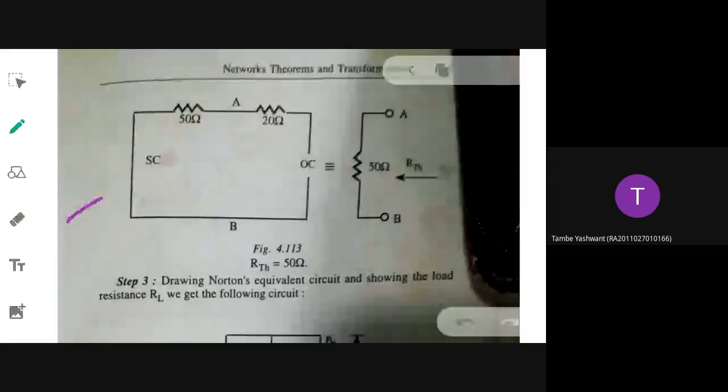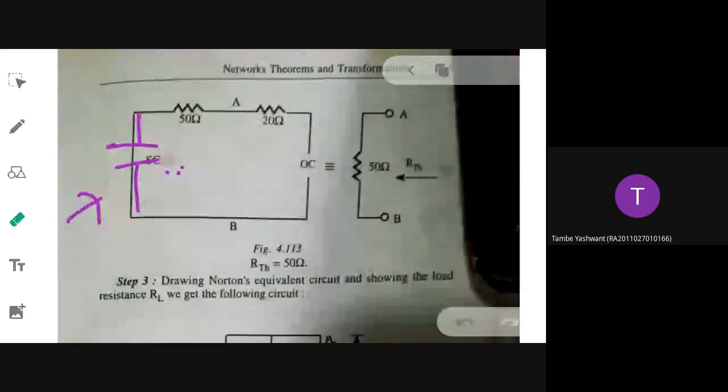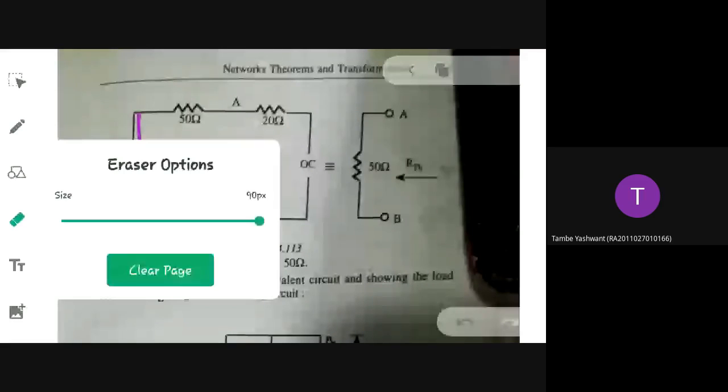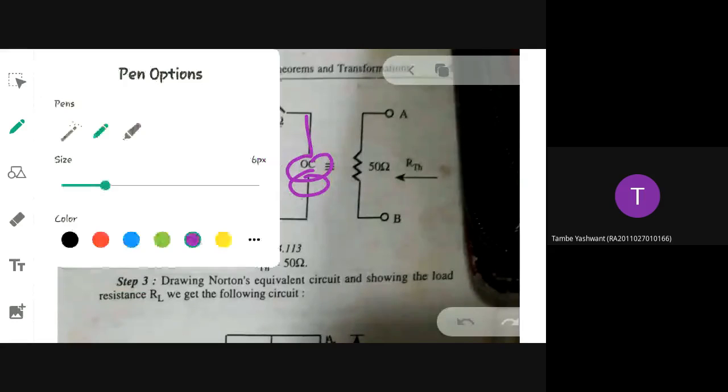Okay, so this is how I have redrawn the circuit. Here I had the voltage source, which is being shorted here. And on this side I had one current source that I have opened. If I redraw the circuit, this will be the circuit that I will have.